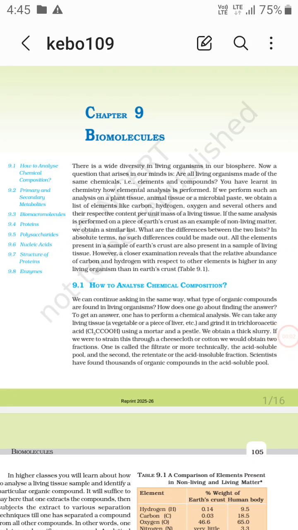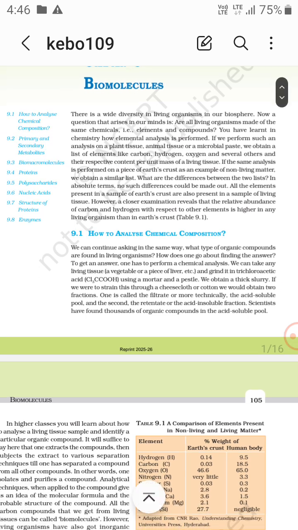So the biomolecules, right? All the elements present in a sample of earth crust are also present in a sample of living tissue. Now, the relative abundance of carbon and hydrogen with respect to other elements is higher in any living organisms than in earth's crust.